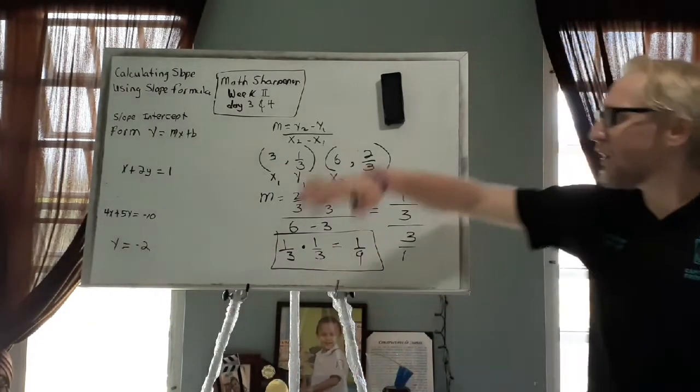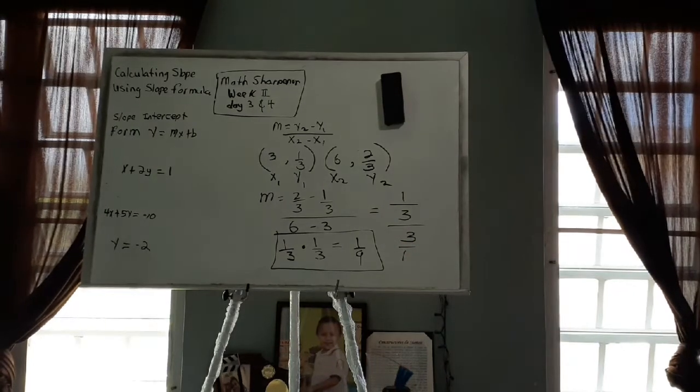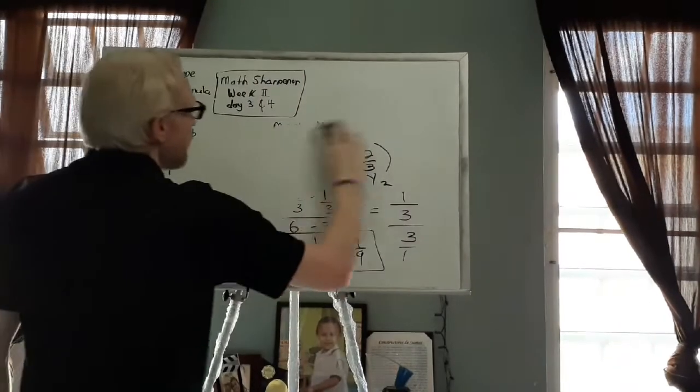I'm going to go ahead now and erase this. I'm going to step out of camera to make sure everything is working properly, and then I'm going to start with the other formula. Everything seems to be working fine, so let me go ahead and erase this. And now let's start working with the slope-intercept form.